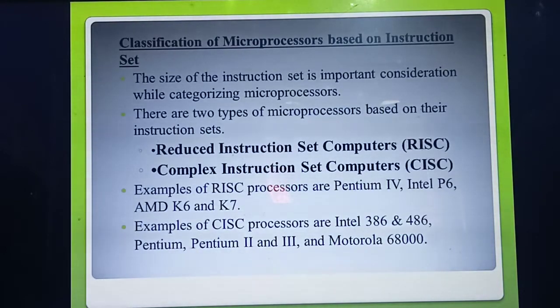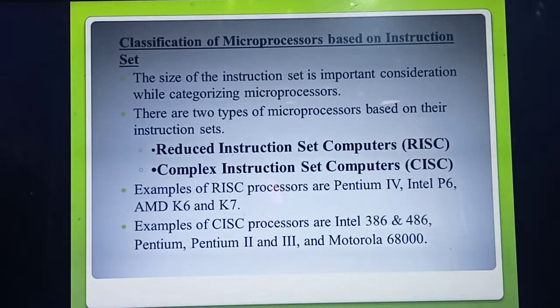Listen. What do you mean by instruction set? The collection of instructions processed by a microprocessor is called the instruction set, isn't it? How many types of instruction sets are available? 2 types. What are they? Reduced instruction set computers and complex instruction set computers. The reduced instruction set we call in short form RISC. The complex instruction set you can call in short form CISC.